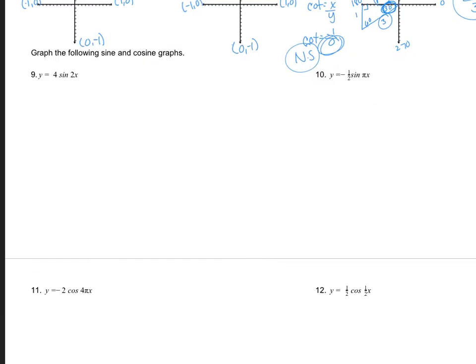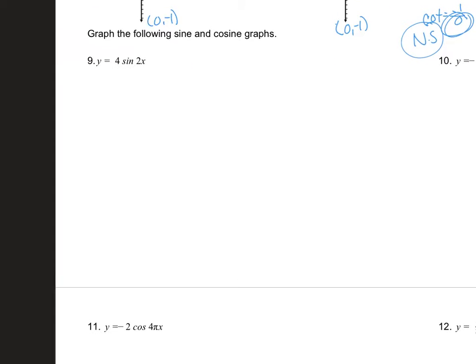Reference angle. All right, graph the following, sine and cosine graphs. So first we need to find our amplitude, which is the absolute value of the first number you see, and our period, which is 2 pi over b. Remember, this is your A, this is your B. So 2 pi over 2 equals pi. Remember that your period, when there is no phase shift, is your ending point.